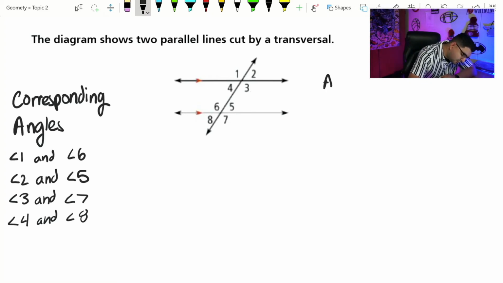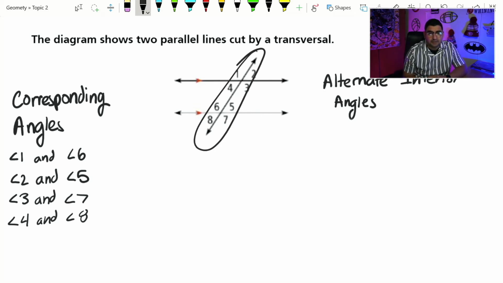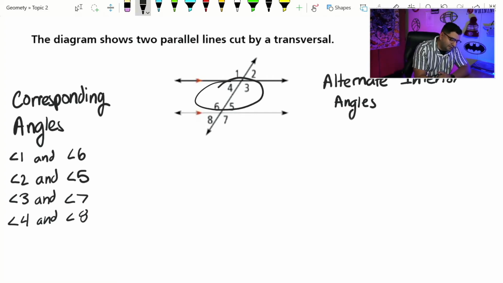So, alternate interior angles. Now, every time you see the word alternate, it often means that it's on the opposite side of this transversal. Alternate means that they're on opposite sides of that line. Interior refers to these angles on the inside. Interior often means inside in the real world too. We're talking about whatever's inside of something else.